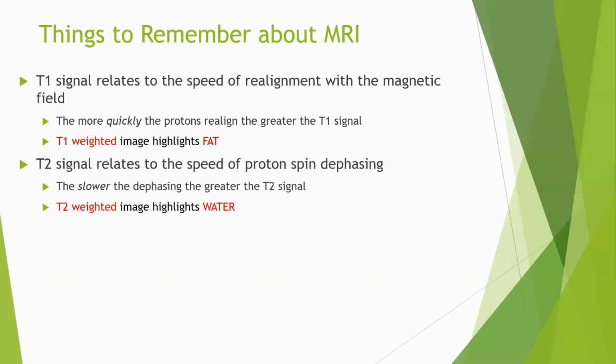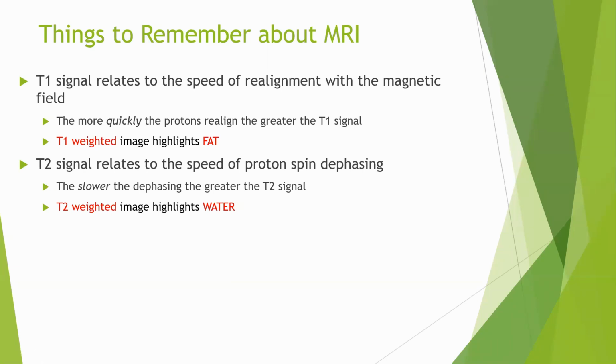So what is T2? I am jumping that bullet point, I will come back to it, the ones highlighted in red. So what is T2? T2 signals relate to the speed of proton spin dephasing. Dephasing meaning it is relaxing. The slower the dephasing, the greater the T2 signal. The slower it relaxes, the greater it emits those radio frequency signals taken up by the scanners.